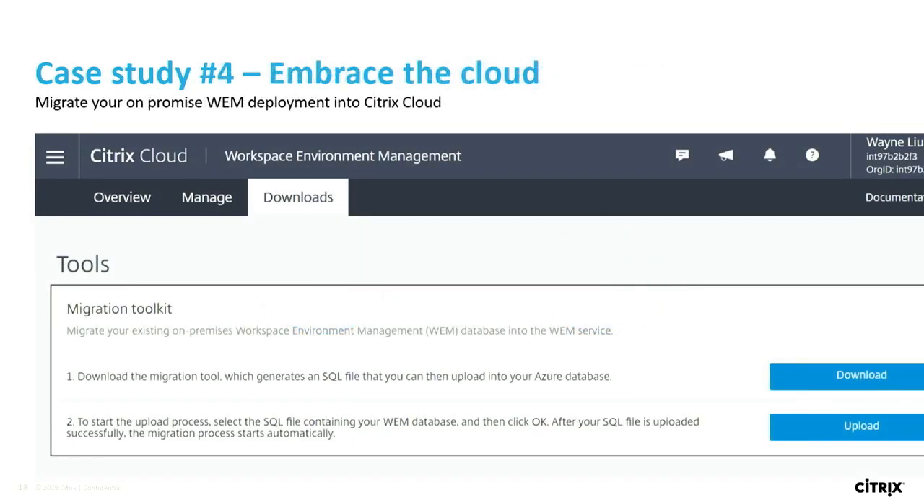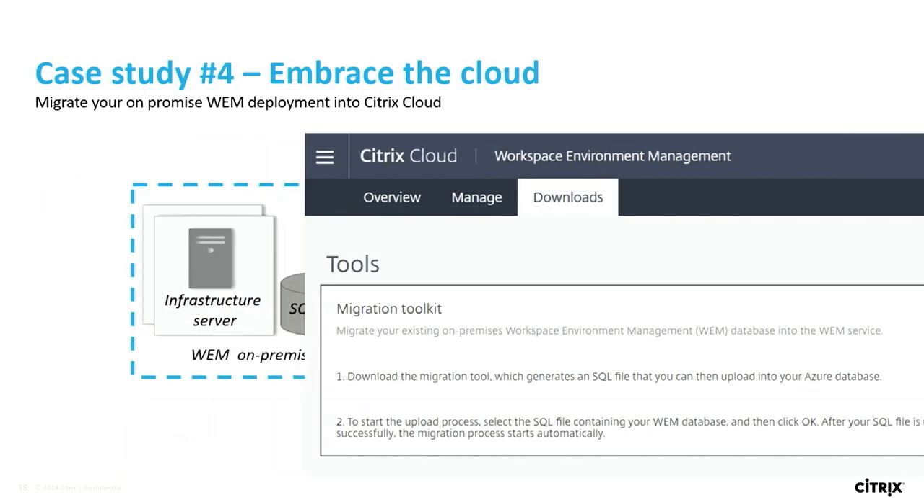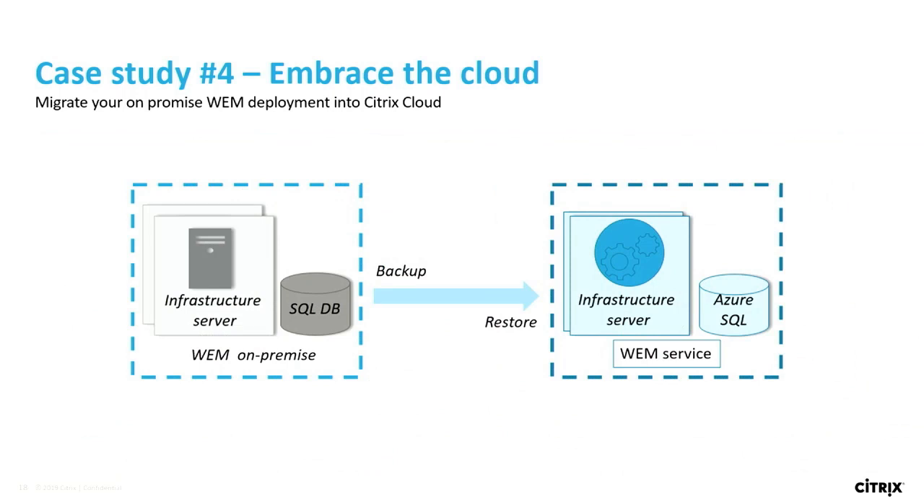Yeah, the last case study that we're going to share with you is about transitioning from the on-prem environment to the cloud. This is for WEM, because we have the on-prem version and the cloud version, right? We talked about this already in the last Synergy. In the UI, we actually gave you the option to download a migration tool. The way it works is, you download the tool and execute it on your environment, and it will generate a configuration file.